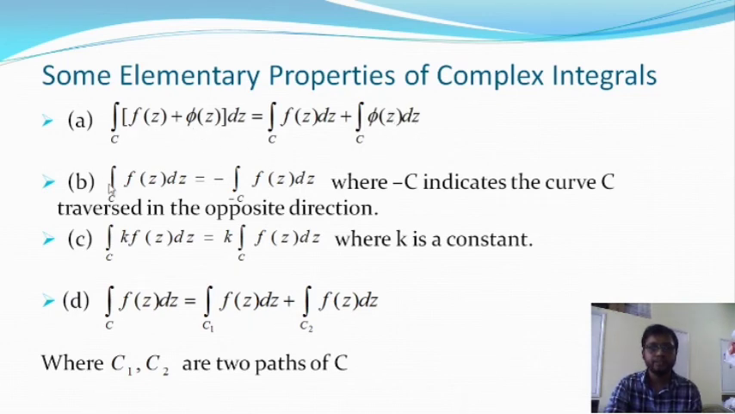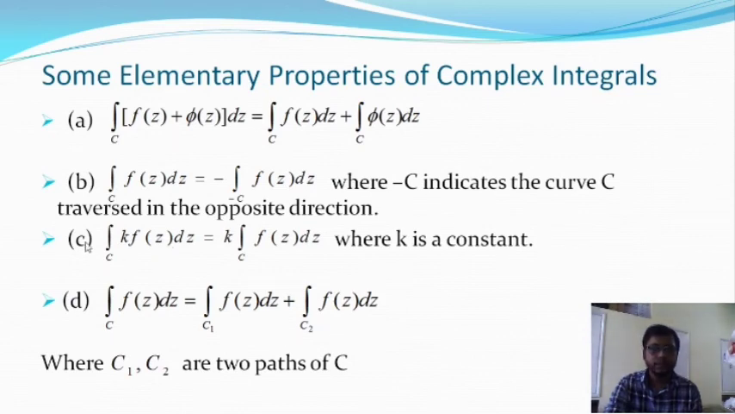Next we'll talk about the second property. So integration over C f(z) dz is equal to minus of integration over minus C f(z) dz. This is the second property, where minus C indicates the curve C traversed in the opposite direction.